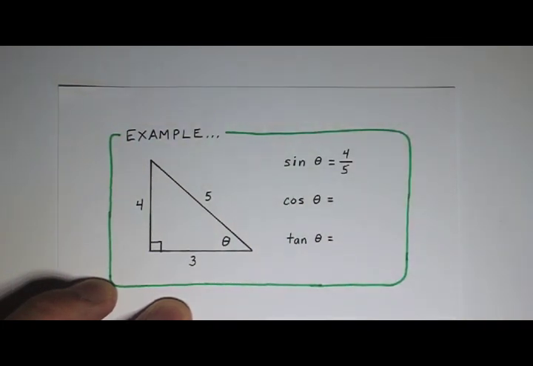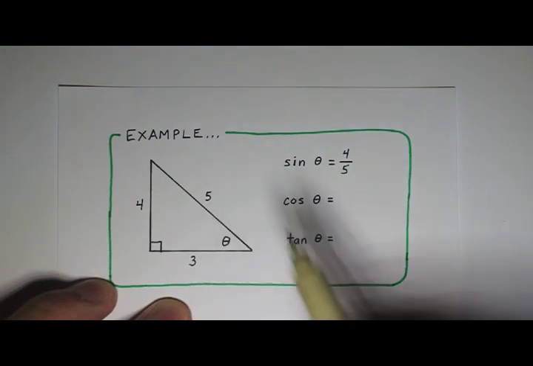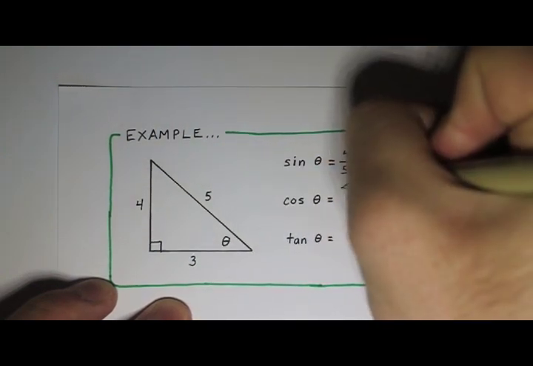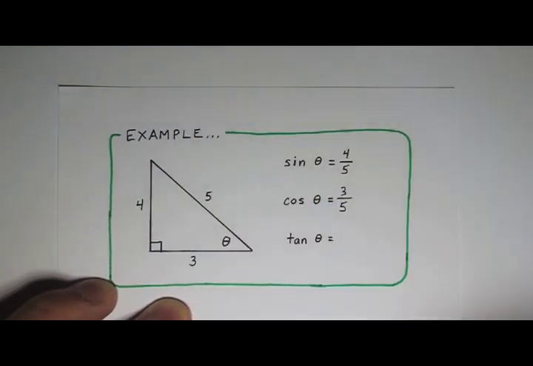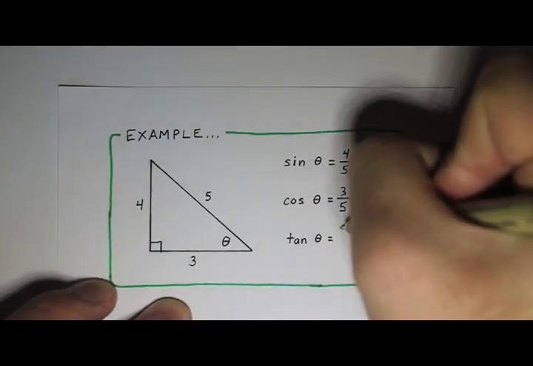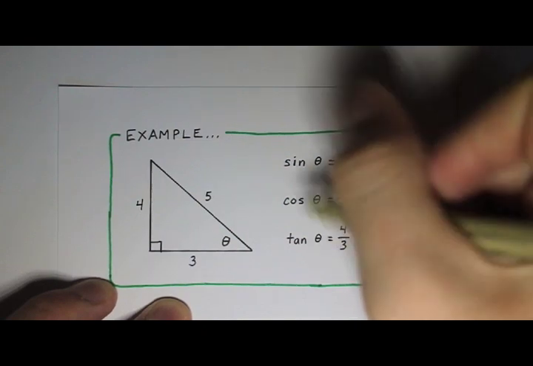Cosine of theta, remember, is adjacent over hypotenuse. That's the CAH part in SOHCAHTOA. And so adjacent is 3, hypotenuse is 5. This would be 3/5. And then finally, the tangent, remember, is opposite over adjacent. That's the TOA part of SOHCAHTOA. So the opposite is 4, the adjacent is 3. The tangent of theta would be 4/3.